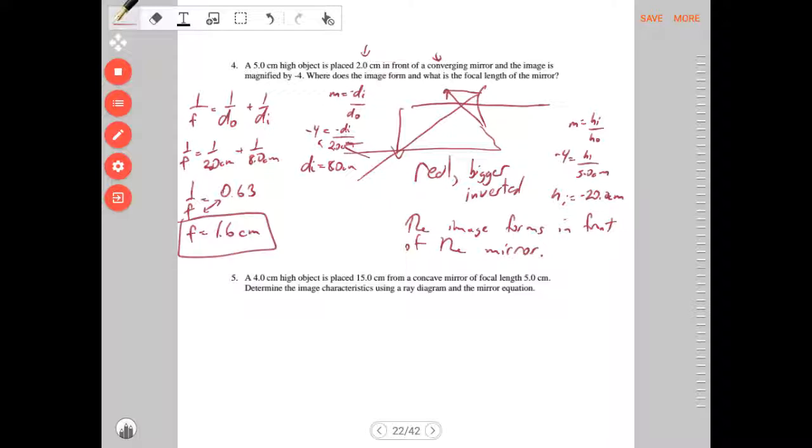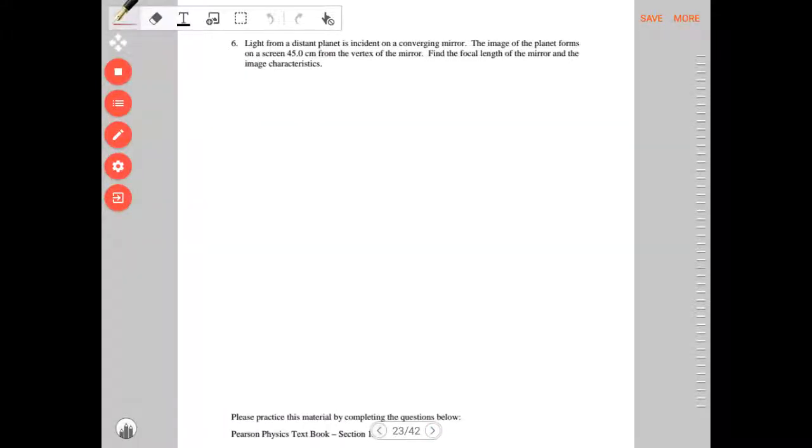Notice that F is positive. It should be in converging mirrors like this. We know that DI is 8. It's further out than the object, that's why it's bigger. So all of our numbers make sense with the attributes that we figured out earlier. So it's real, bigger, inverted, and the focal length is 1.6. Awesome. All right, we are almost there.